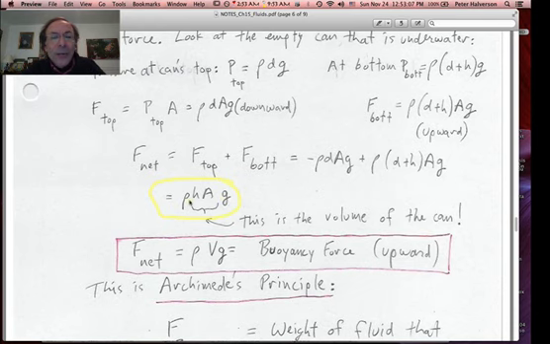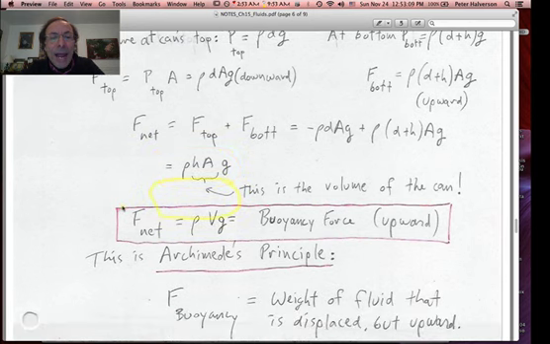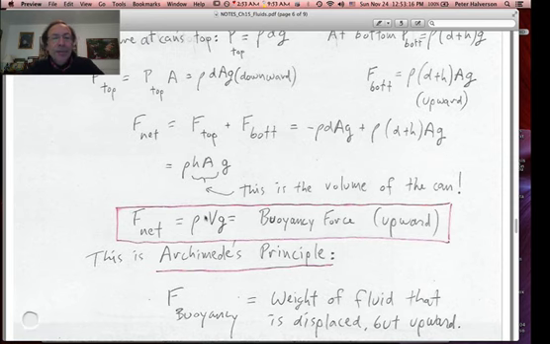Now, I just did it for a can, but this is going to work for any shape. And here, let's clear this. It works for any shape, and so the general rule is that it's the density of the water or the fluid, could be any fluid, times the volume of the object that's in the fluid times gravity. And so there you go.